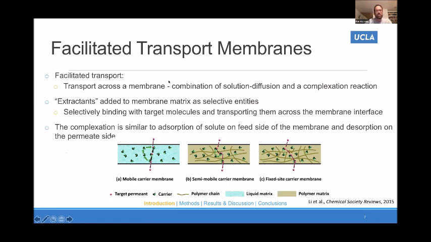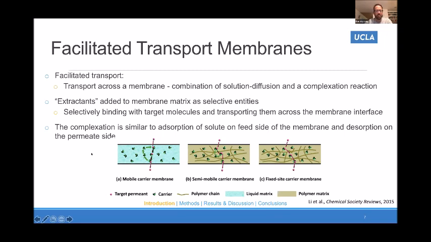What we do in these facilitated transport membranes, one adds an extractant into the polymer matrix, and that extractant facilitates the selectivity of the membrane material. And that selectivity is enabled by selective binding of whatever target you're interested in with that extractant entity. So in many ways, you have an adsorption reaction on one side of the membrane up here, for example, and whatever target is specifically adsorbed onto your extractant. It will then somehow move across the membrane and then finally desorb on the other side.